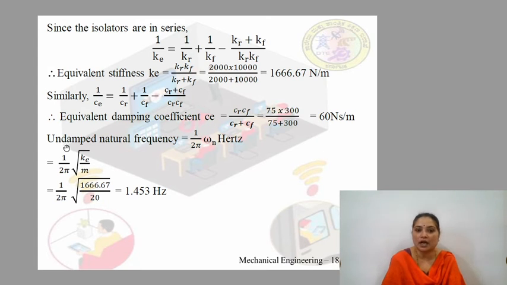Now, the undamped natural frequency is given as 1 by 2 pi into omega n Hertz. Here, the value of omega n is nothing but square root of K by m. Since we have the equivalent spring stiffness, 1 by 2 pi into square root of Ke by m will be used for the calculation. So substituting the value of Ke and m, we obtain the undamped natural frequency as 1.453 Hertz.